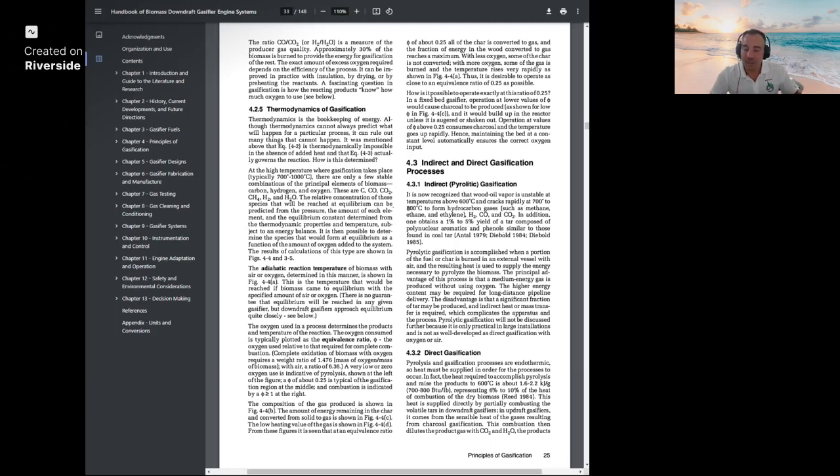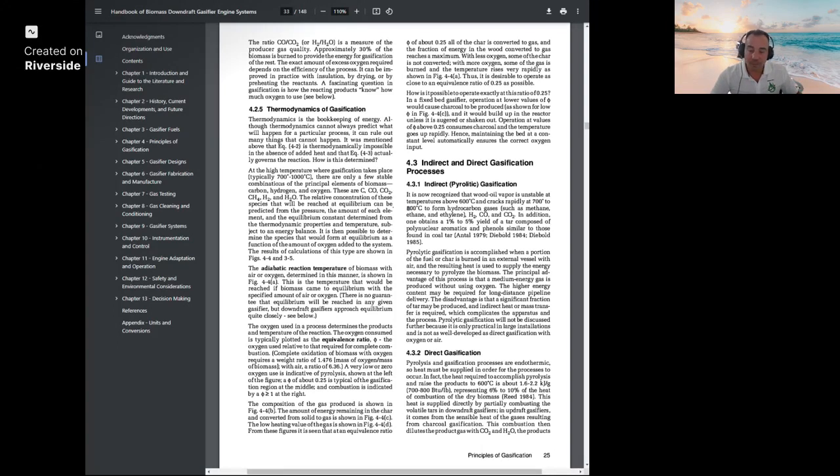The composition of the gas produced is shown in figure 4.4b. The amount of energy remaining in the char and converted from solid to gas is shown in figure 4.4c. We'll get to all these. The low heating value of the gas is shown in figure 4.4d.